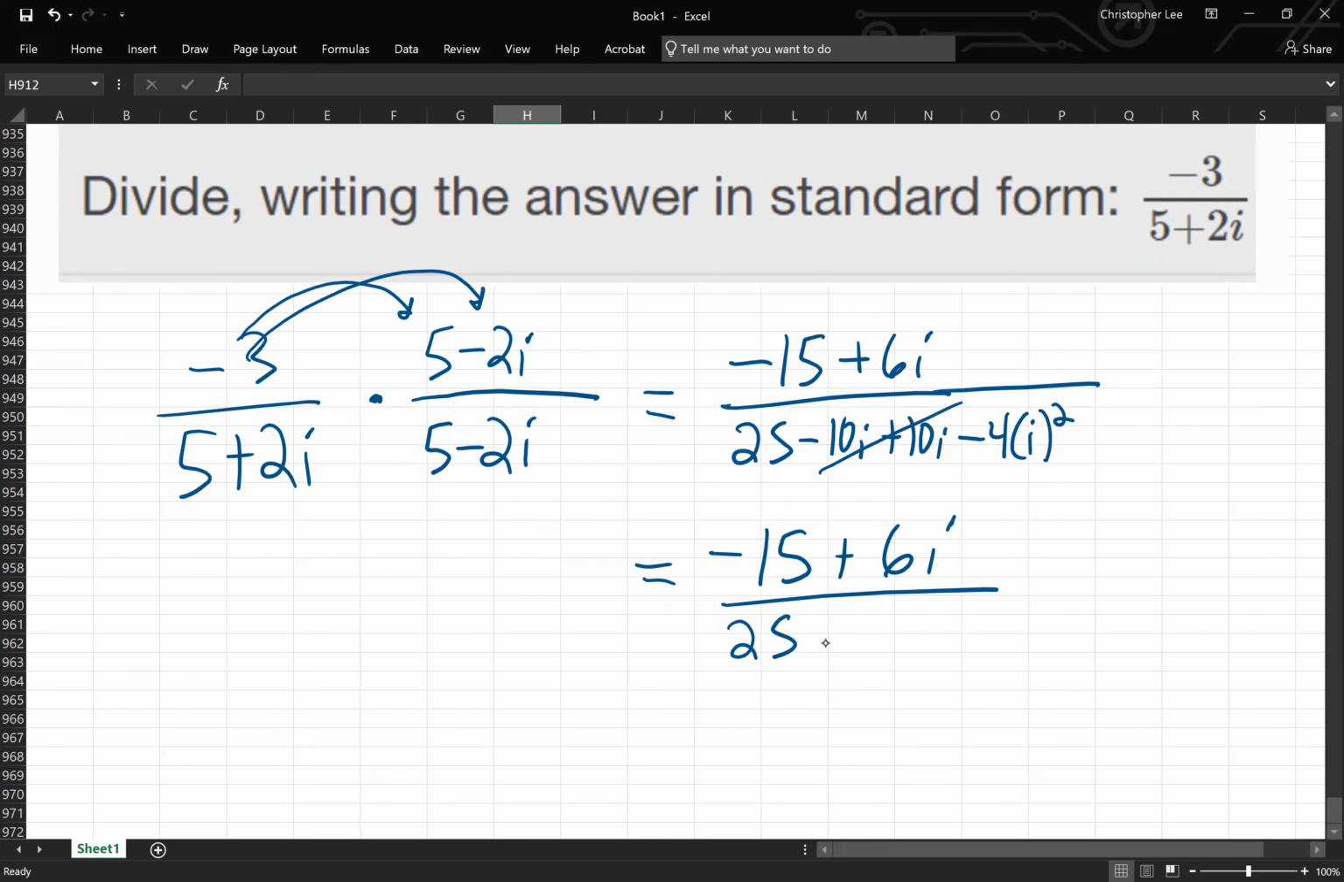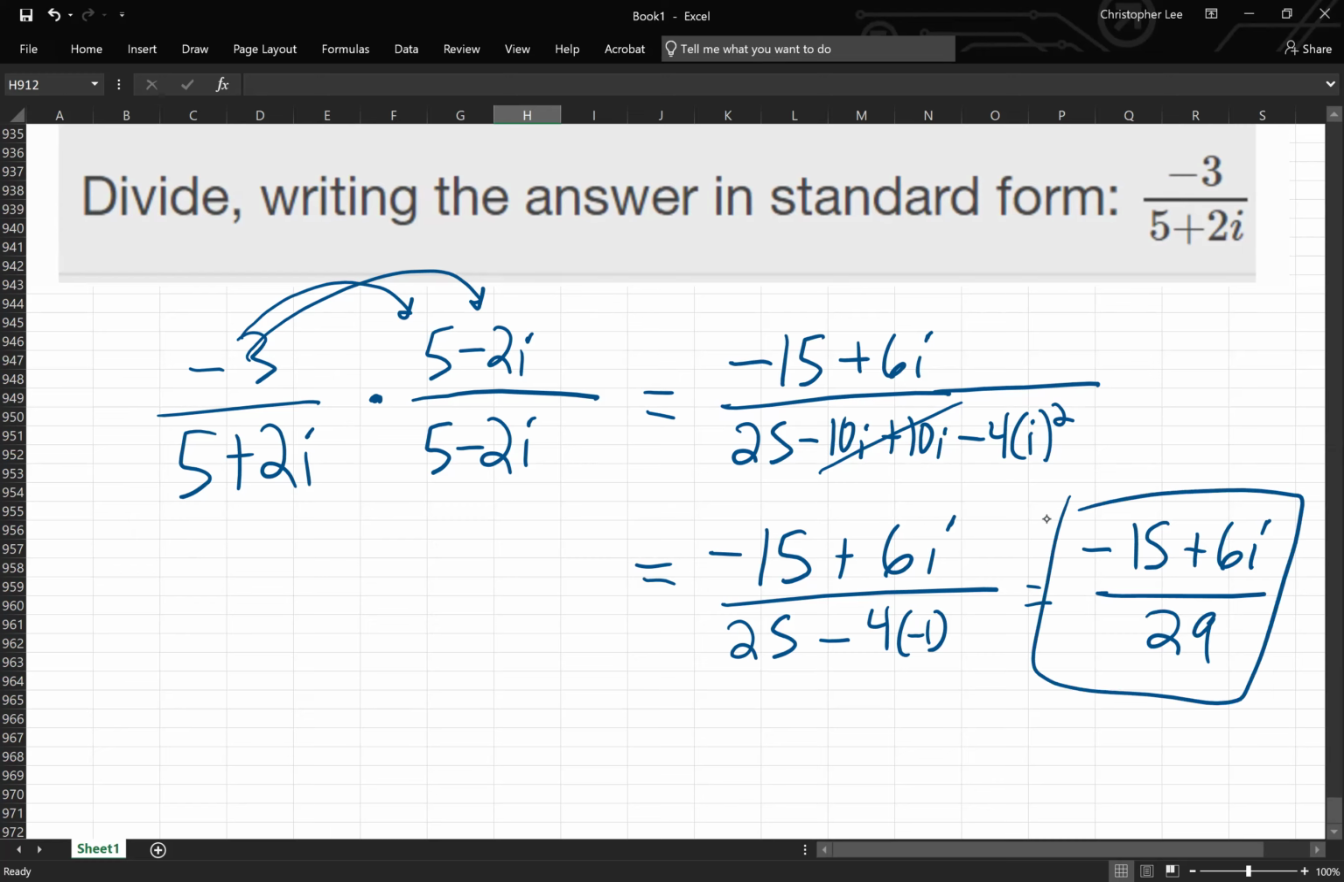Just going to cross these out. Minus 4 times negative 1. So the final answer is negative 15 plus 6i over negative 4 times negative 1, which is positive 4, right? 29. Good. And that's it.